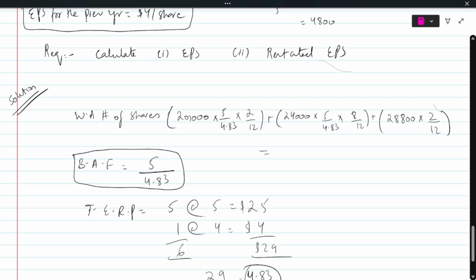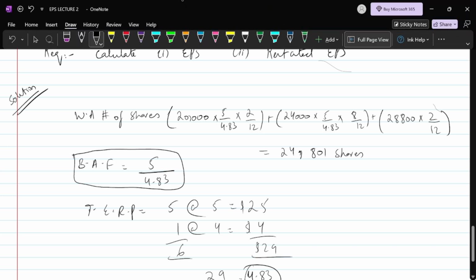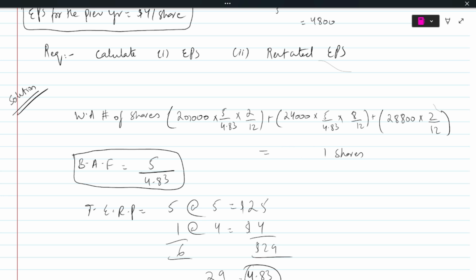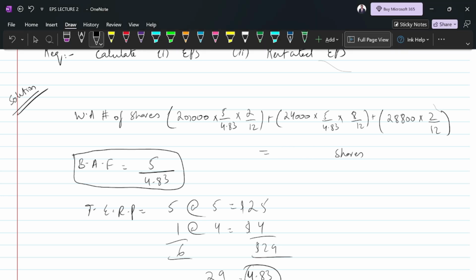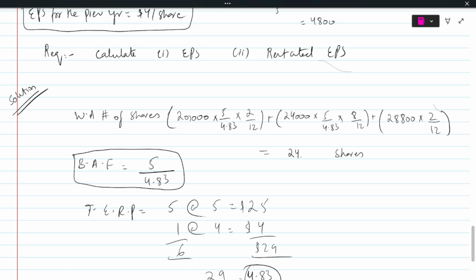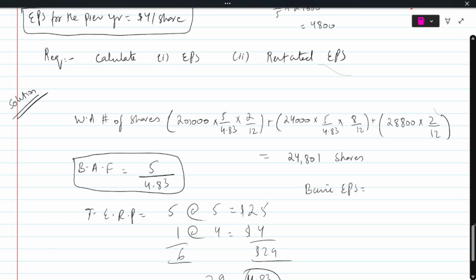So after doing all this, I'm going to get an average number of shares of 24801 shares, okay? Let me just rewrite it more clearly. I am going to get an average number of shares for the entire year, 24801. Okay. And now I need to calculate the basic EPS. So that's going to be my earnings. What was my earnings? 60,000, right? And you divide it by the number of shares, which are 24801. So 60,000 divided by 24801 gives me $2.42 per share. So that is my basic EPS.